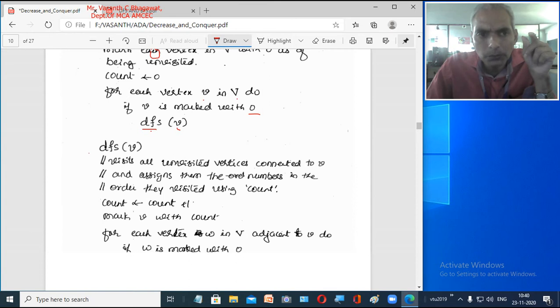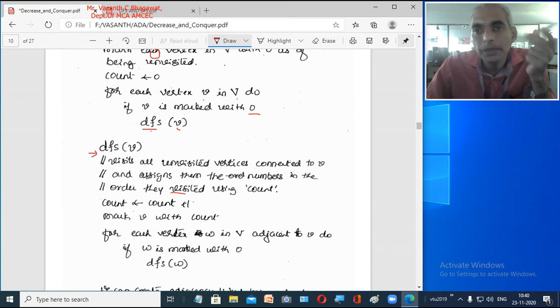Now when you send that vertex V to this DFS, the next step is to visit all unvisited vertices connected to this vertex. For this vertex V, you have to see all the adjacent nodes and check which is unvisited, and you go in that direction. So visit all unvisited vertices connected to V and assign them the order in which it is going to happen. So you are going to assign that number.